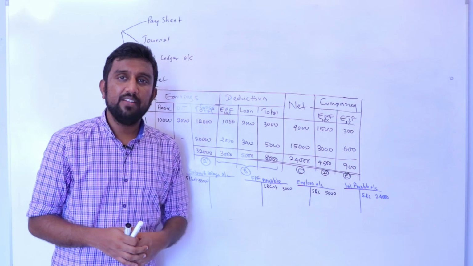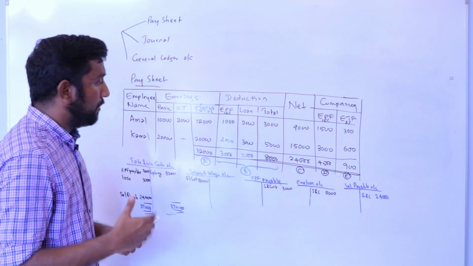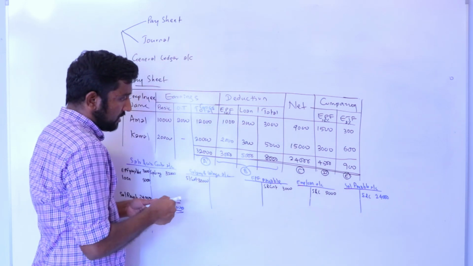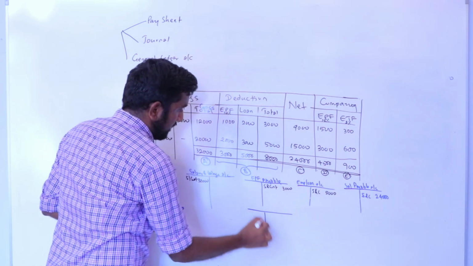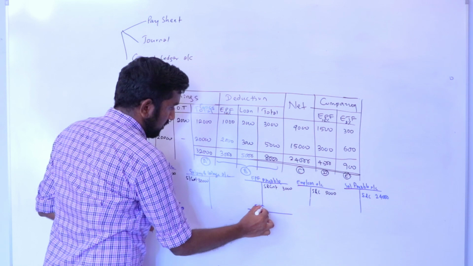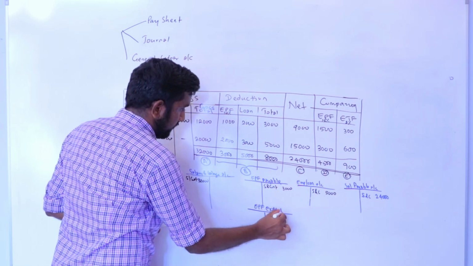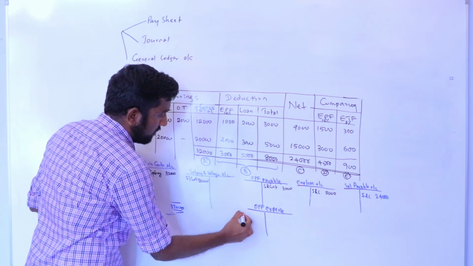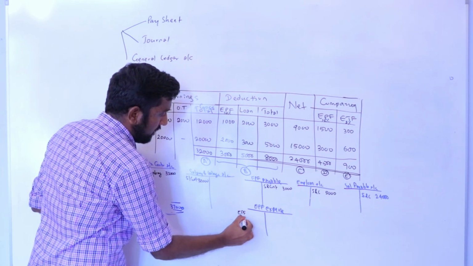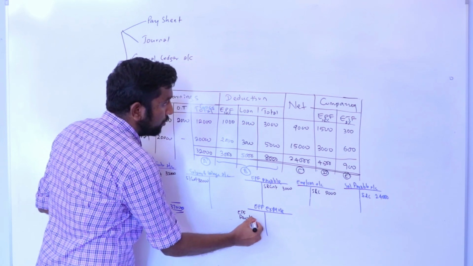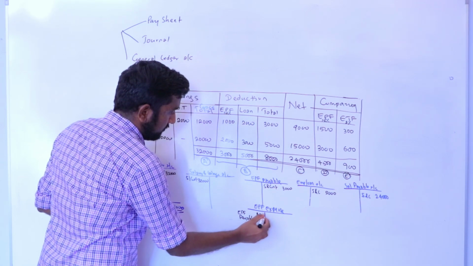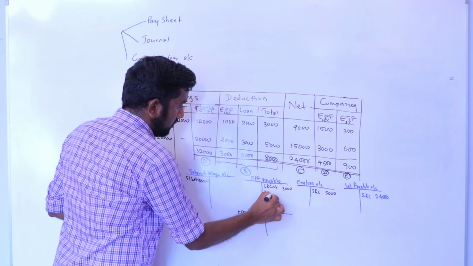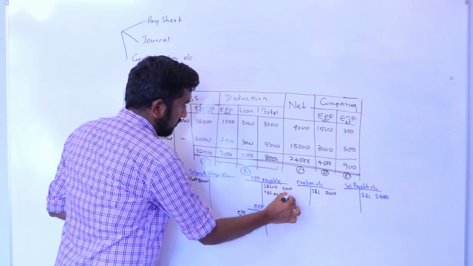Then EPF and ETF contribution of the employer, the double entry is EPF expense account debit and EPF payable credit, right? So I'll write EPF expense here. So EPF expense account debit, EPF payable credit. So here it is EPF payable. How much? 4,500. And here EPF expense 4,000.